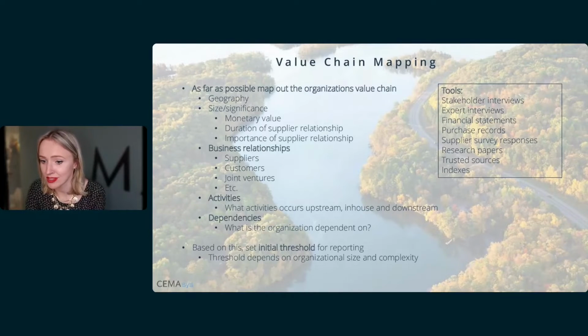As well as purchase records, supplier survey responses. I would highly recommend starting with supplier surveys because it is a very good way of actually gathering information from all around your value chain. And we can also use research papers and other trusted sources and indexes, such as Water Risk Filter or Climate Risk Filter. They can be a good idea to use, at least in the initial phase, just to get an overview of where the biggest risks could be in our value chain.